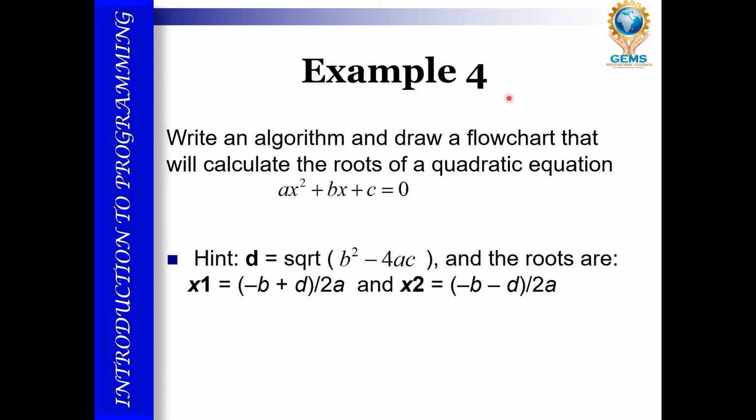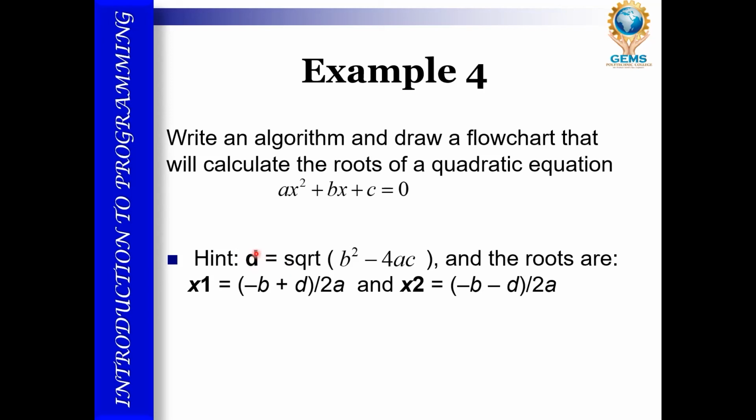Next we have example 4. I think this is the last example. Write an algorithm and draw a flowchart that will calculate the root of a quadratic equation. So we are going to write the algorithm, and based on the algorithm we are going to draw the flowchart, and calculate the root of a quadratic equation. This is the quadratic equation, ax square plus bx plus c equal to 0. Hint: d equal to the square root of b square minus 4ac.